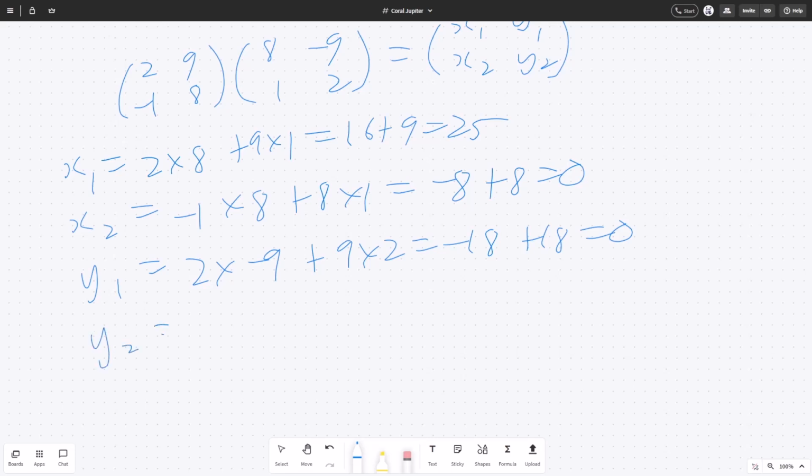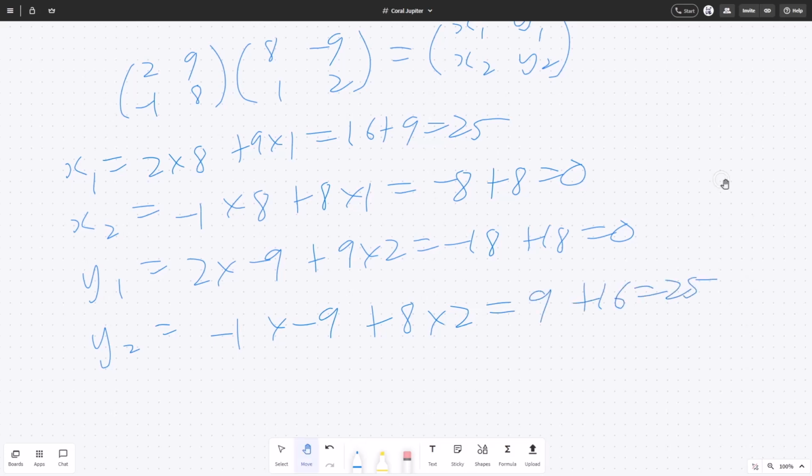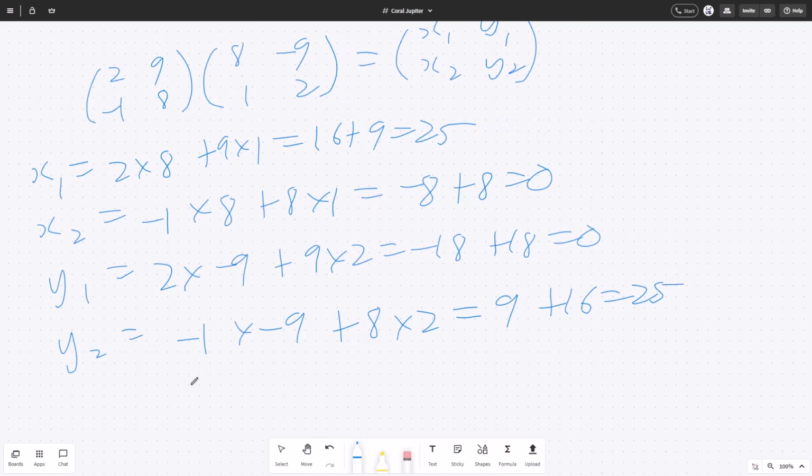And y2 will be second row times second column, so that'll be negative 1 times negative 9 plus 8 times 2, and that will be 9 plus 16, which will be 25. Okay, so if we fill in the blanks, x1 will be 25, x2 will be 0, y1 will be 0, and y2 will be 25, okay?